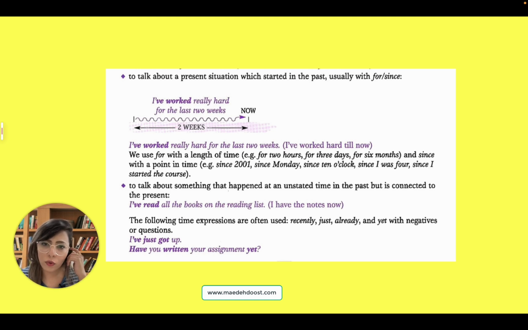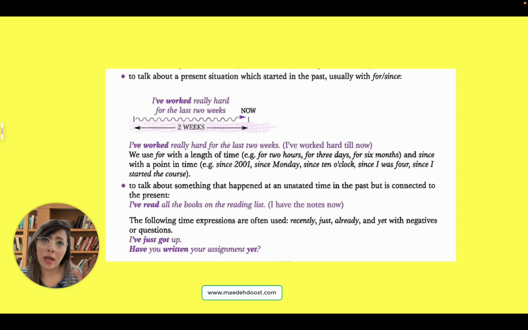So we use for with the length of time, for 2 hours, for 3 days, for 6 months. Since with a point in time, like since 2001, since Monday. Since Monday, I have studied English. Since 10 o'clock, I've studied English. Since I was 4, it's correct. Since I was 4, I've studied English. Since I started the course, I've changed a lot.